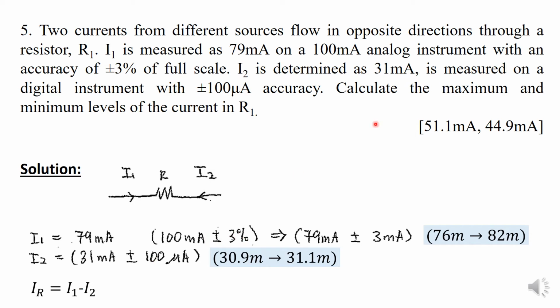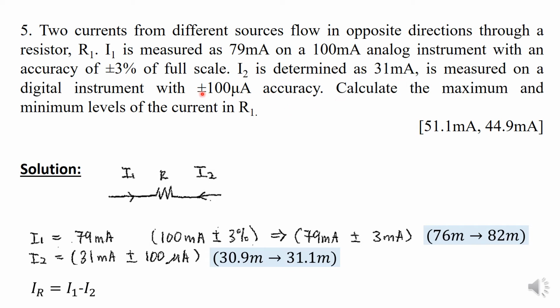I1 is 79, it is given. So the accuracy of the 100 milliamp is plus minus 3%. So we can calculate the limiting error in absolute form. 3% multiplied with 100 milli, we get plus minus 3 milliamp. So I1 is from 76 milli to 82 milli. How to calculate this? 79 minus 3 milli, we get 76 milli. 79 milli plus 3 milli, we get 82 milliamps. So any reading in the range of 76 milli to 82 milli is acceptable.